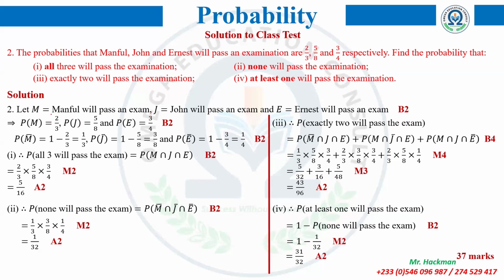It's supposed to be no probability. So you should read exactly as you have here. Let M be equal to, not P. So let M be equal to Manfo will pass an exam, J will be equal to John will pass an exam, and E will be NS will pass an exam. Okay, so this will be the best way to get your representation done.